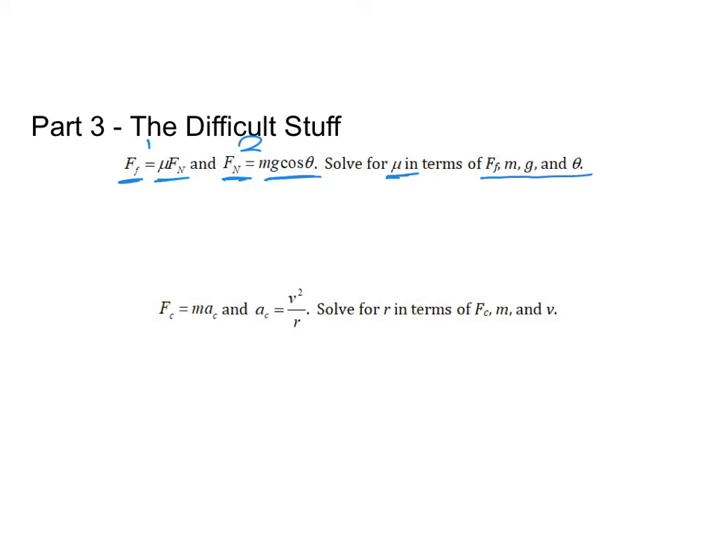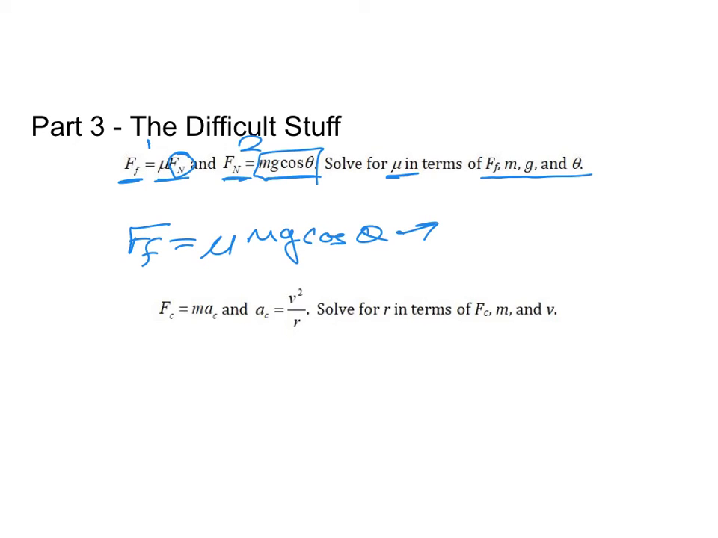I can combine those equations and make a new equation with different variables that's still true. So instead of F_f equals mu F_N, it's F_f equals mu, but F_N here is mg cosine theta. Mg cosine theta. This is called a system of equations. I have two different equations, and I am substituting them in for each other. And we're going to do this quite often because it comes up quite often.